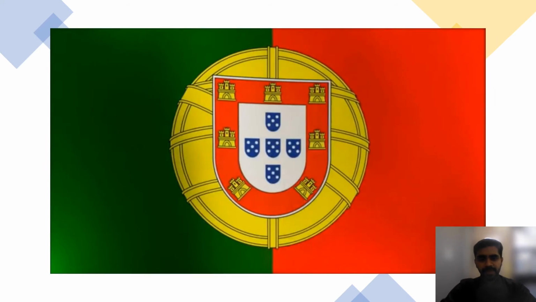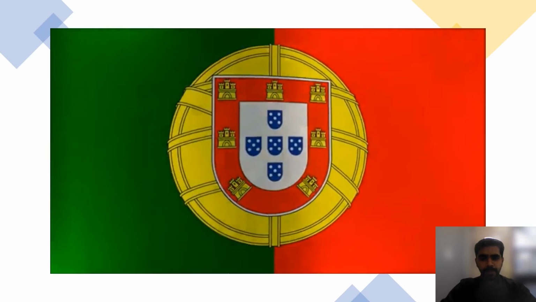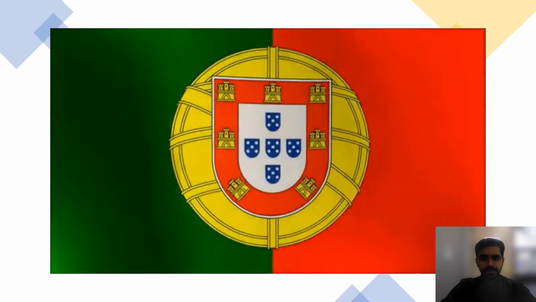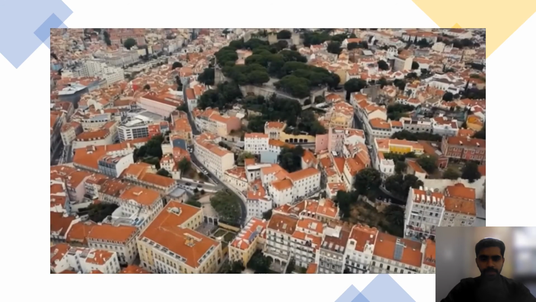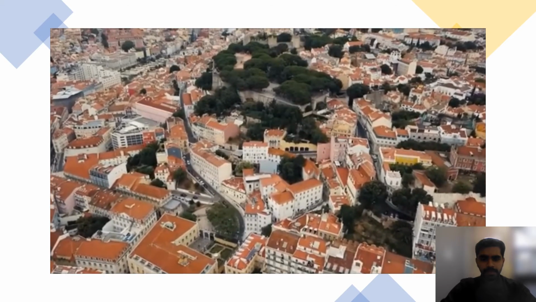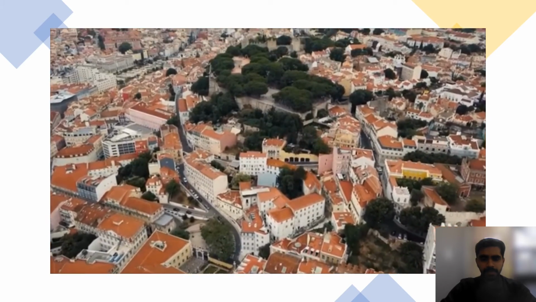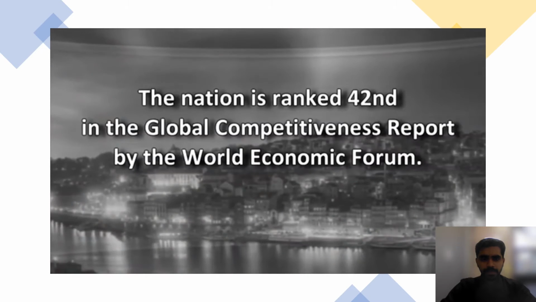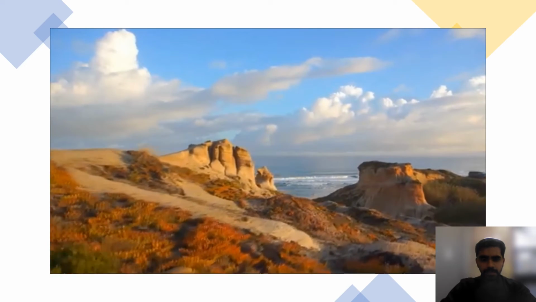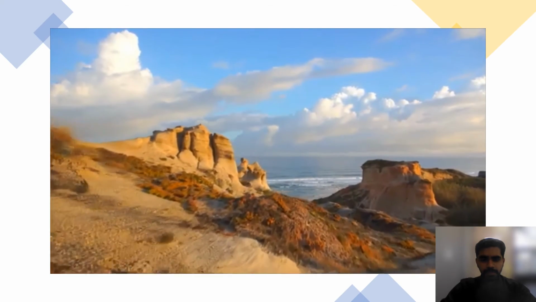A southern European country bordering Spain, Portugal is a growing economy that has been expanding at a steady rate. The currency used within the country is the euro since its inception, as it is a part of the eurozone. Along with the warm beaches, the major attraction for the city is the architecture that dates back to the 1500s. The nation is ranked 42nd in the Global Competitiveness Report by the World Economic Forum. The majority of the trade by Portugal is done among the countries falling under the European Union.